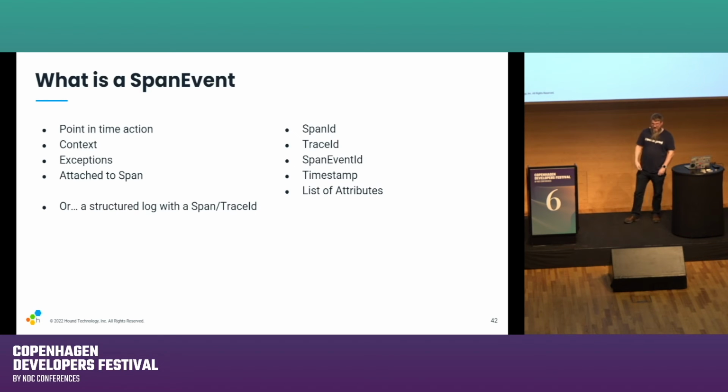So a span event has its span ID that it's part of. It also has the trace ID. It also has its own unique ID, a span event ID, because you can have more than one event on a span. Timestamp, and just a list of a bucket of attributes.